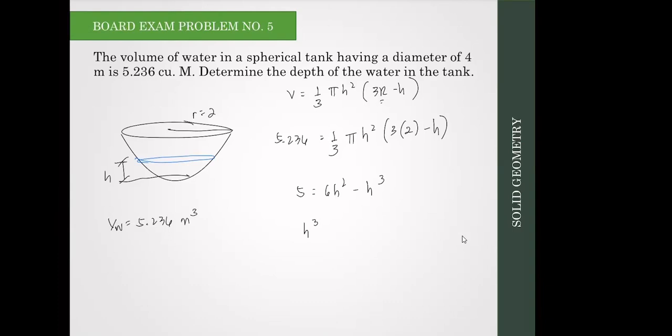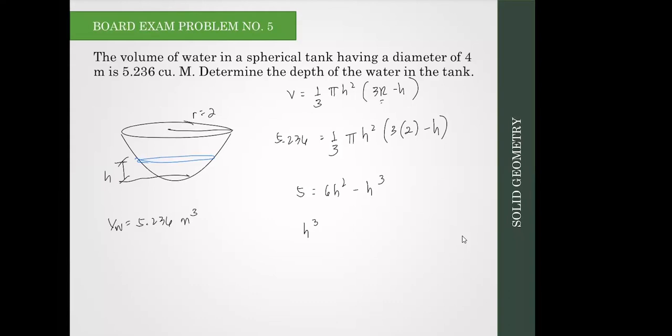Tama ba to? So pi r squared, so h cubed is equals to, di ba makakalculate kay shift solve to? Try natin kay shift solve kasi magpe-perform pa pala to ng ano. So equals 1/3 pi h squared times 3 times 2 minus h.